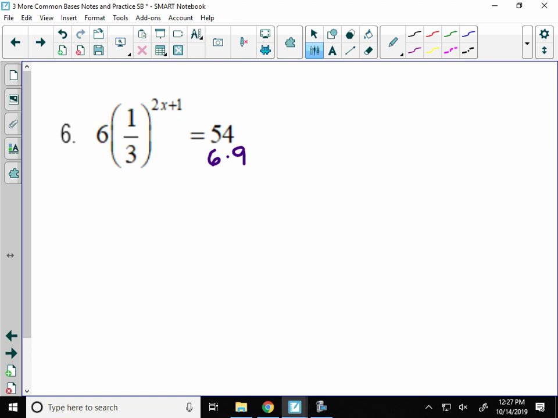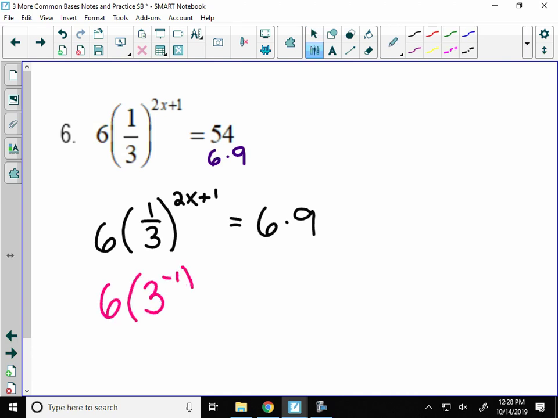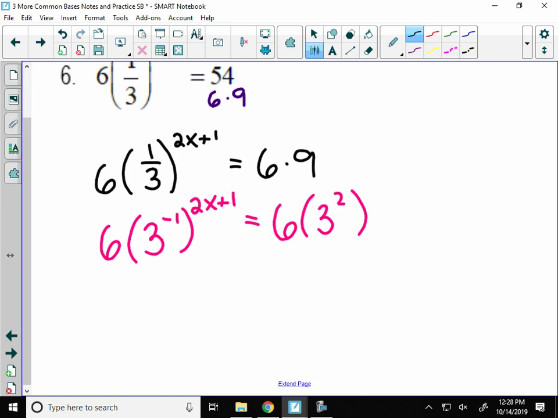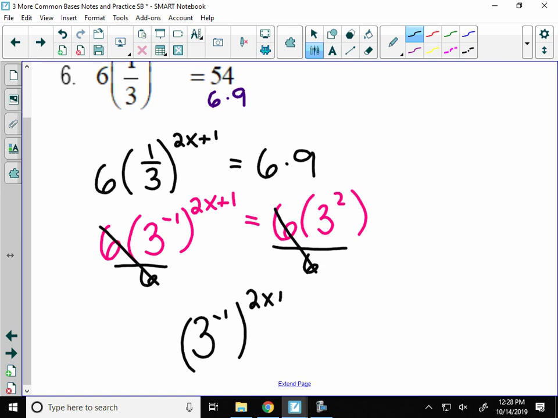So this one, not everything has common base, but I can rewrite it and manipulate the problem. So let's redo this. We have 6 times 1/3 to the 2x plus 1 equals 6 times 9. Okay? And we said the 1/3 and the 9 have common bases. So how do I rewrite the 1/3 here with a common base of 3? Yep, 3 to the negative 1. Keep your same exponent. And how do I rewrite the 9? 3 squared. Do you see where this is going now? What happens with those 6's? They do cancel, because if I divided both sides by 6, they would go away. And then I have common bases. I have 3 to the negative first to the 2x plus 1 equals 3 squared. And I'm back to where I like to be.